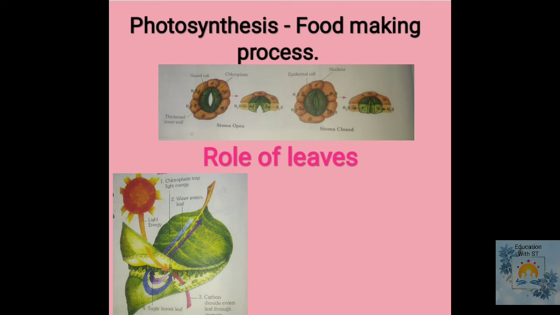In photosynthesis food making process, now we are going to do role of leaves in photosynthesis. Photosynthesis occurs mostly in leaves. The inner structure of the leaf shows two important features: presence of chlorophyll containing cells, and second, presence of small pores generally on the undersurface of leaves. These pores are called stomata, singular stoma. Carbon dioxide enters the leaf through these pores.